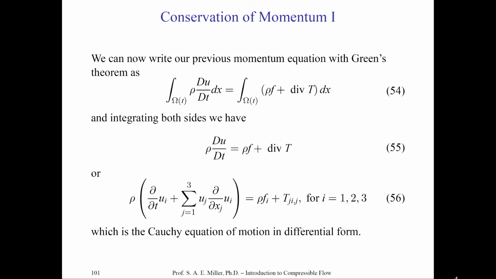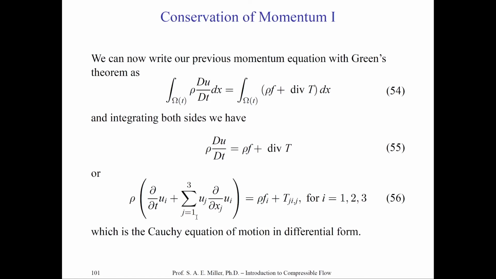But we haven't derived the stress tensor T, which is another work. We can expand the left-hand side, expand the material derivative, and write it in a slightly different form. We can write it as rho times the material derivative, which is in the brackets, of partial t of ui plus the sum from j equals 1 to 3 of uj partial ui partial xj. You can, of course, set i equals 1 and write out the equation, i equals 2, write out the equation, and i equals 3, and write out the equation.